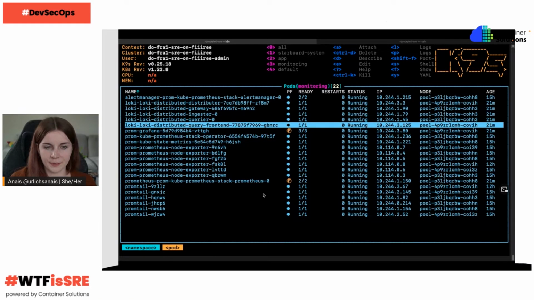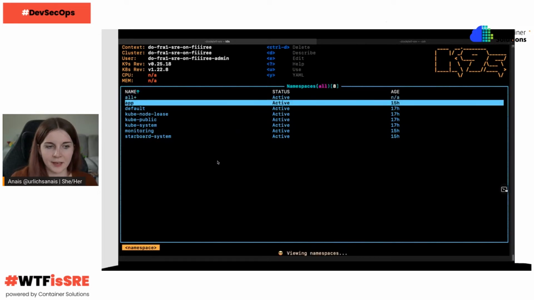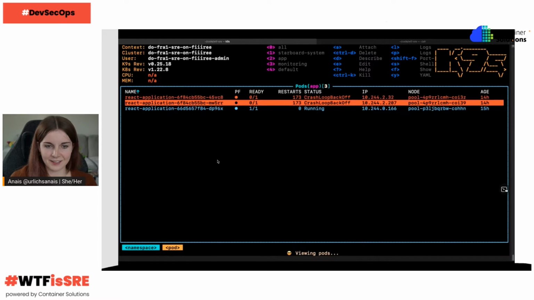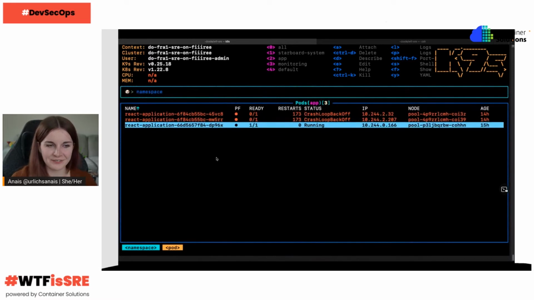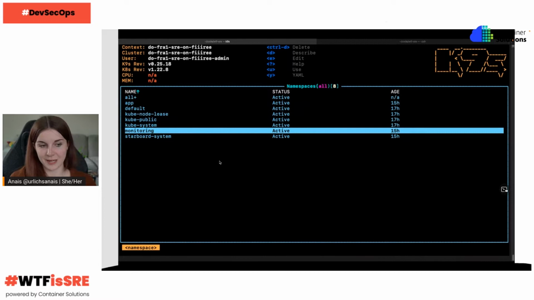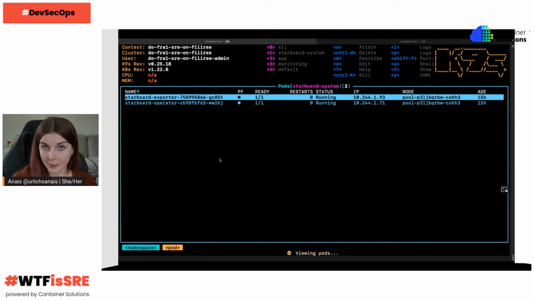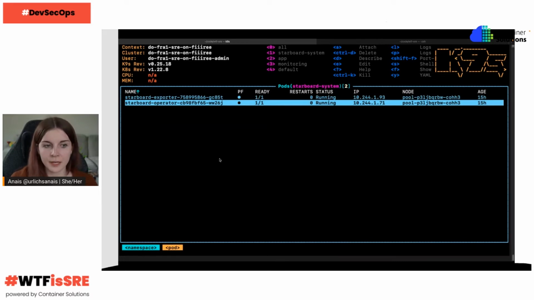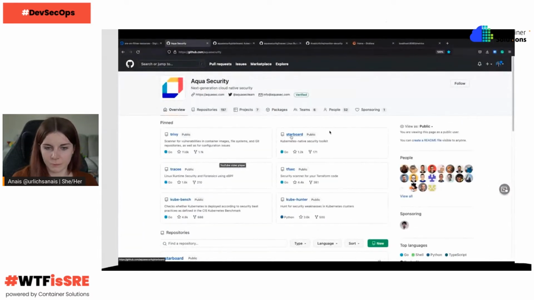Now, going back to the namespaces. Here's my app namespace. My app kept crashing, but that's irrelevant for the demo for now. That's something to fix later on. Then I also have my starboard-system namespace with my Starboard-related resources. First of all, my Starboard operator that's running inside of my cluster and monitoring different tools. And let's just see where it comes from.